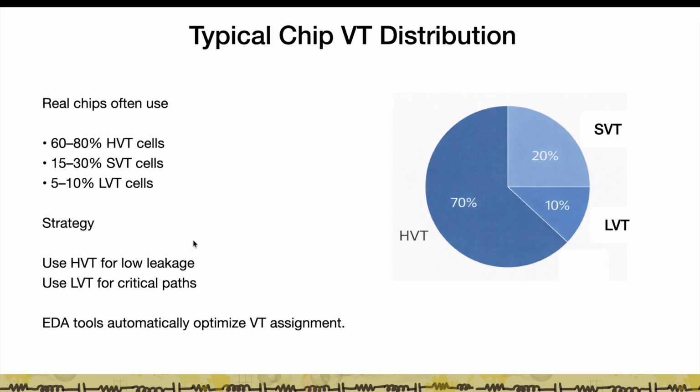The good news is EDA tools handle this automatically. You don't manually label every cell. The tool analyzes timing paths and assigns the right VT type to meet your goals.